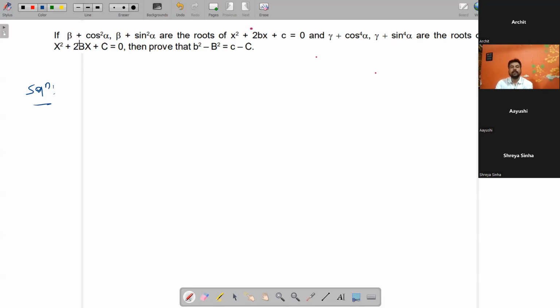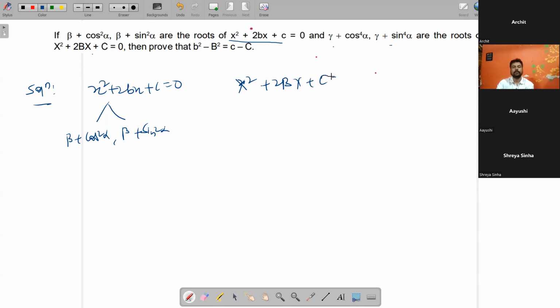The question says that beta plus cos square alpha and beta plus sin square alpha are the roots of this equation, x square plus 2bx plus c equal to 0. And gamma plus cos raised to 4 alpha and gamma plus sin raised to 4 alpha are the roots of this equation, x square plus 2dx plus capital C equal to 0.